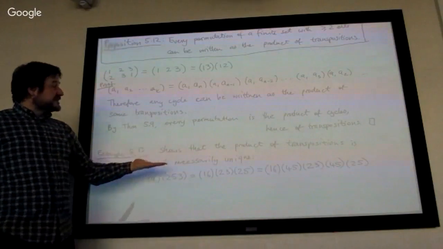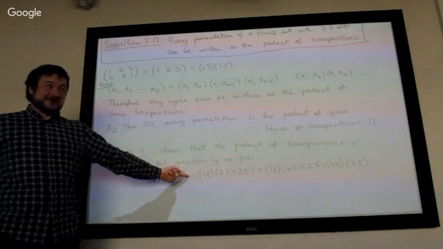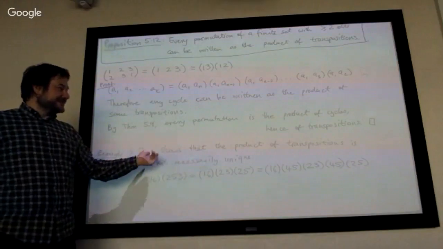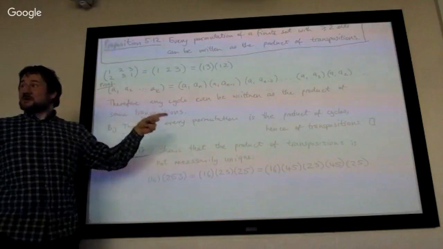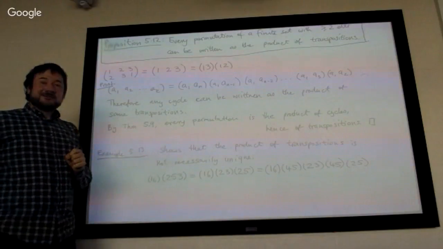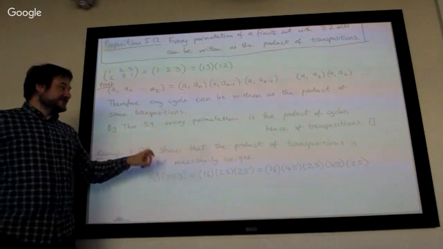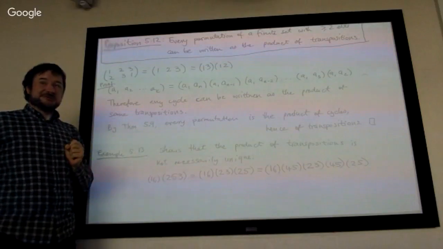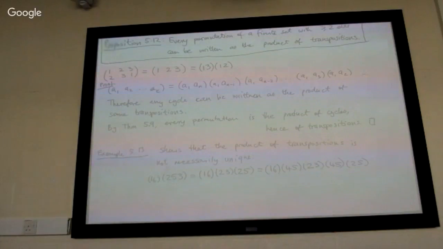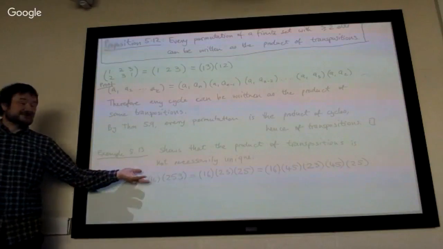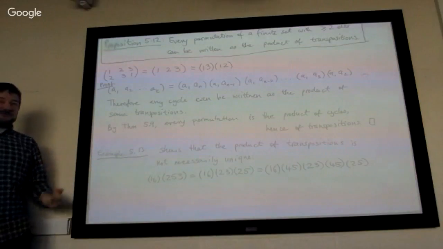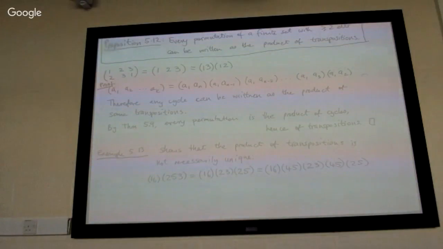So not everything is the same. The number of transpositions is not the same. The transpositions in it are not the same. However, one thing is the same, and that's the parity of the number of transpositions. So in both cases, there are an odd number of transpositions. And you can't change that. So every permutation comes with this sort of parity. Okay, so it's either an odd permutation or an even permutation. That's what we're heading towards.